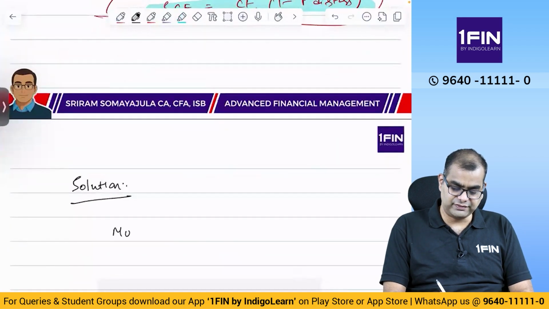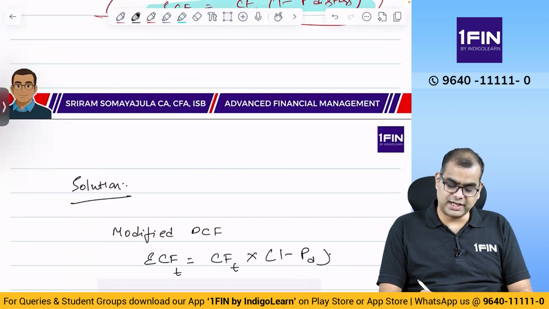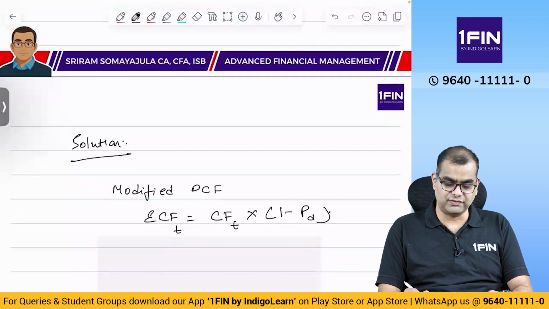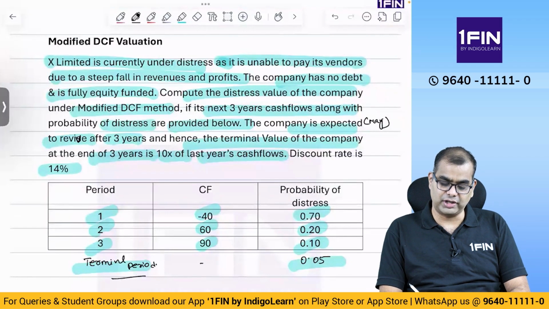Under modified DCF, expected cash flow is equal to cash flow for a period T into 1 minus probability of distress, and this is expected cash flow for a single period. Now what we will do is, in our case, we have been given 3 data points for year 1, 2, 3: cash flow and probability of distress.